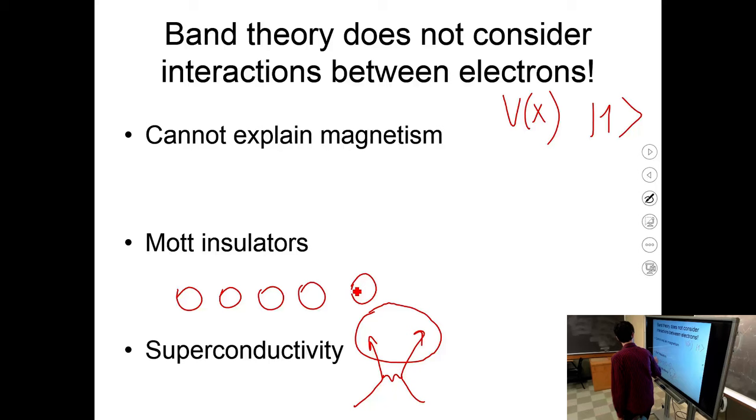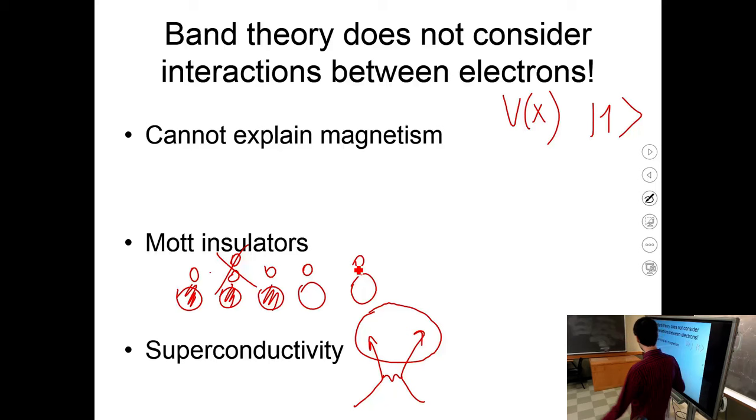However, if either electrons are too tightly bound to these atoms, or they repel each other, and so it costs too much energy for two of them to be on one site, if this situation is not allowed, then there cannot be electrical current in this situation, because each site will just have one electron sitting on it, and there is no possibility for creating an empty site and a doubly occupied site, which is the only way that current, electrical charge, can travel through this system. And so that's called a Mott insulator, and this is not explained by the band theory.